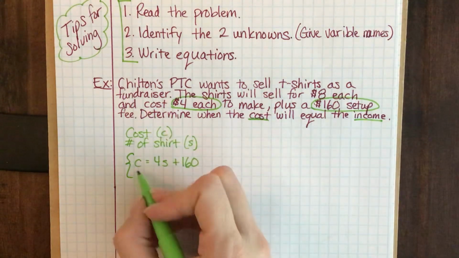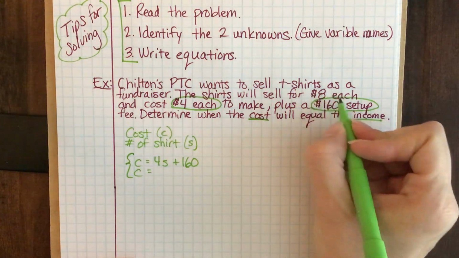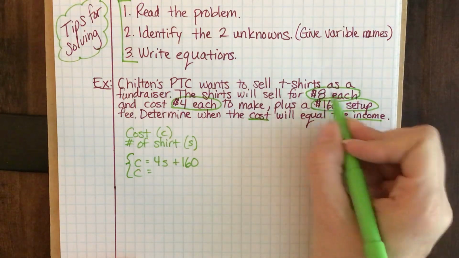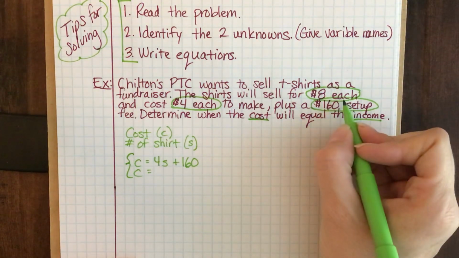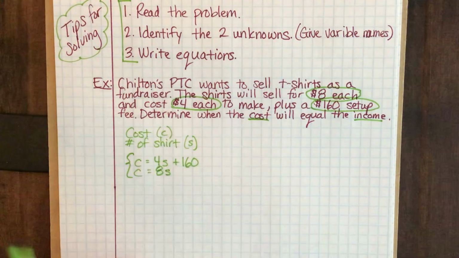So we're going to use this C for the cost, okay? And in this case, they make $8 on every single shirt. So that "each" tells us that it's the recurring amount. So we're going to do 8 times the number of shirts they sell, okay?